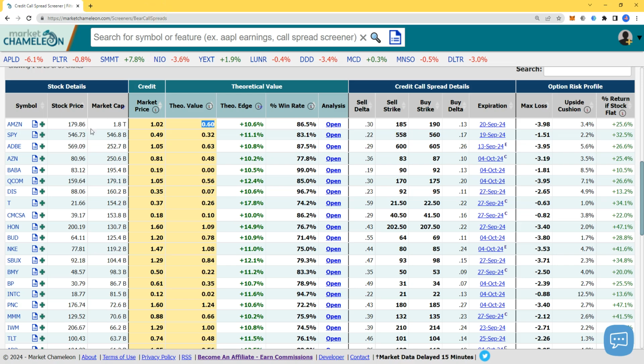SPY. Let's see what we got for the SPY. Oh, it opened this. Let's go back. SPY 546. Okay. Let's see what's the trade. 83% win rate, 11% edge. And it tells you, look at this, for September 19, 9 days from now.